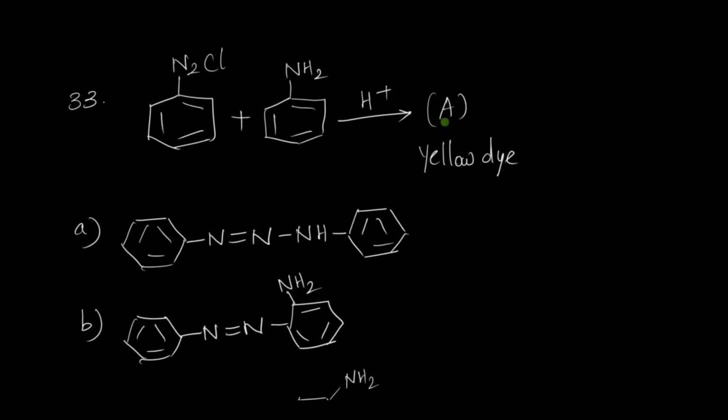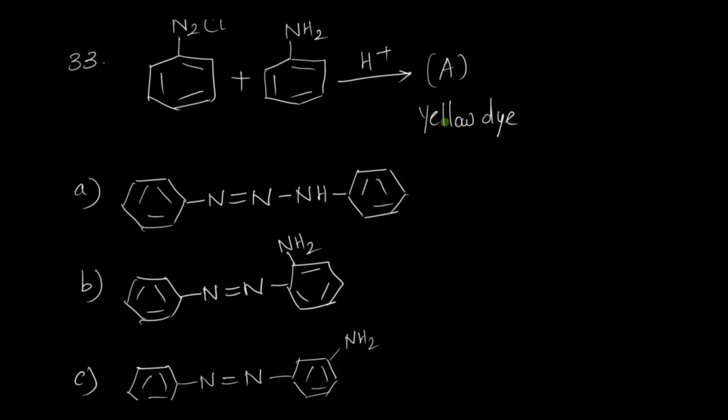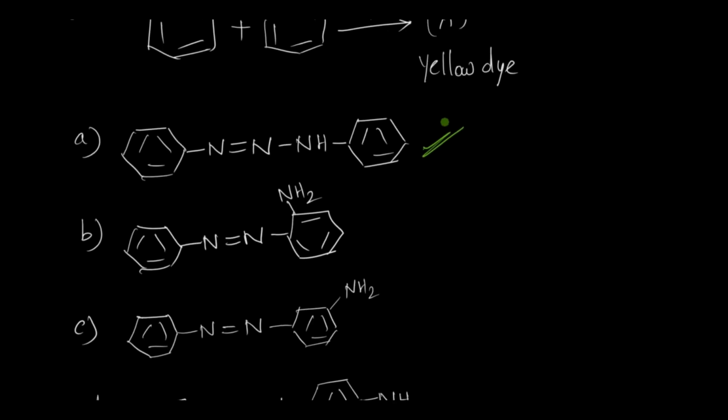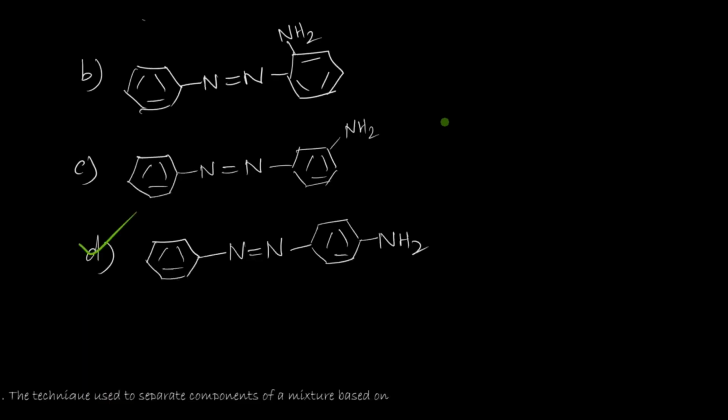Diazonium salt with aniline is forming a yellow dye. What would be our product? You need not know about the yellow dye; you must know how the reaction proceeds. Most of the students will make the mistake that the Cl will take up this hydrogen to form a product like this. But it is not true. This will form a product by taking up the hydrogen from the benzene ring. So the answer to this question is option D.